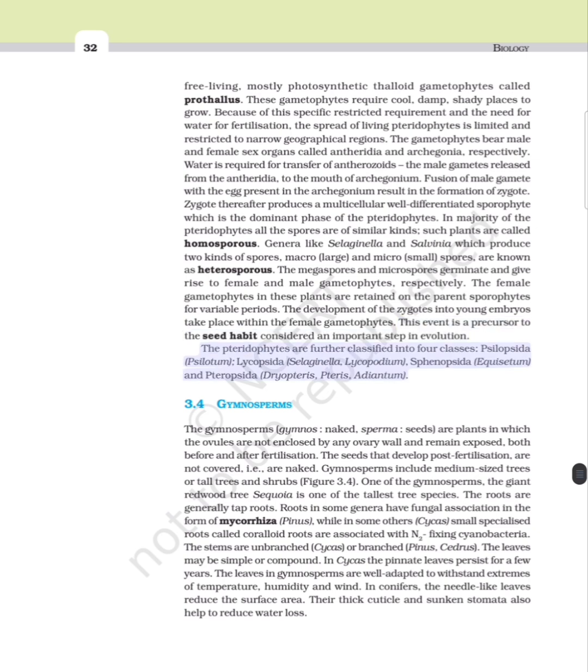The pteridophytes are further classified into four classes: Psilopsida, Psilotum; Lycopsida, Selaginella, Lycopodium; Sphenopsida, Equisetum; and Pteropsida, Dryopteris, Pteris, Adiantum.